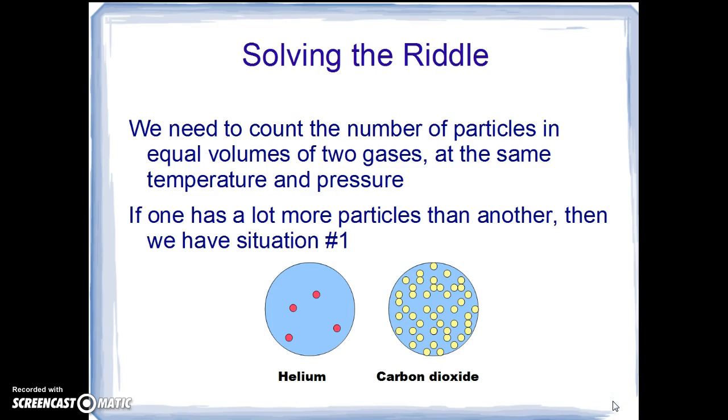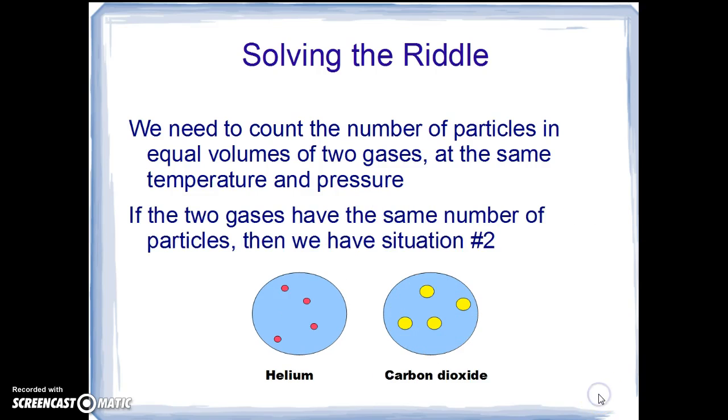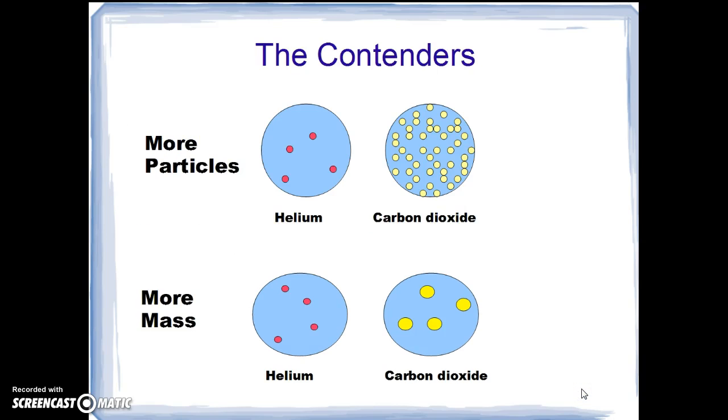We can solve the riddle, but first we have to count the number of particles in equal volumes of two gases at the same temperature and pressure. If one of the gases has a lot more particles than another, then we come down on hypothesis number one, more particles. On the other hand, if we count and find that the number of particles is the same, then we know that the denser gases have denser or heavier particles, particles that are more massive. So these are the contenders, more particles or more mass.